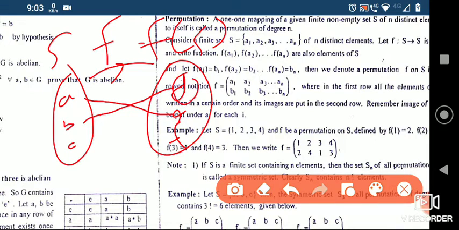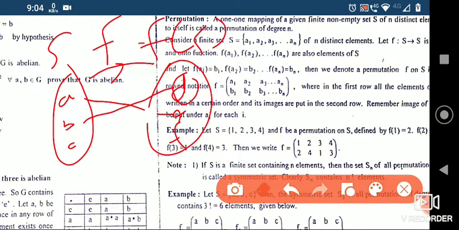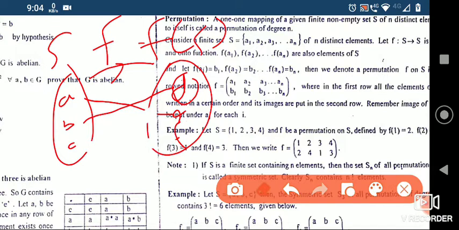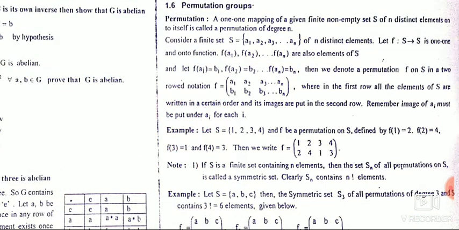No two elements in output can have two inputs. This is not possible. Only possibility is c is to f. That is called 1-1.